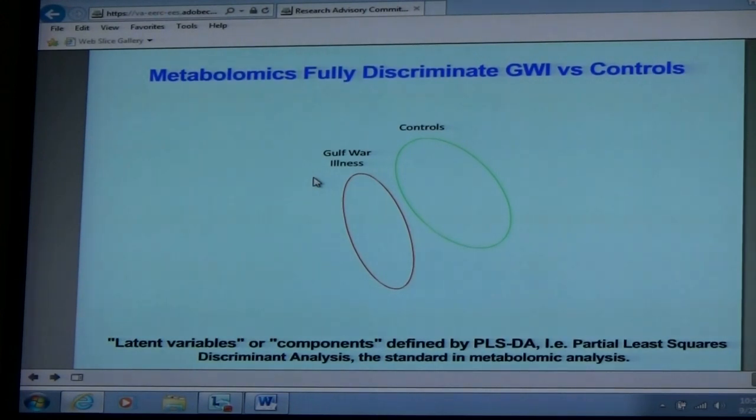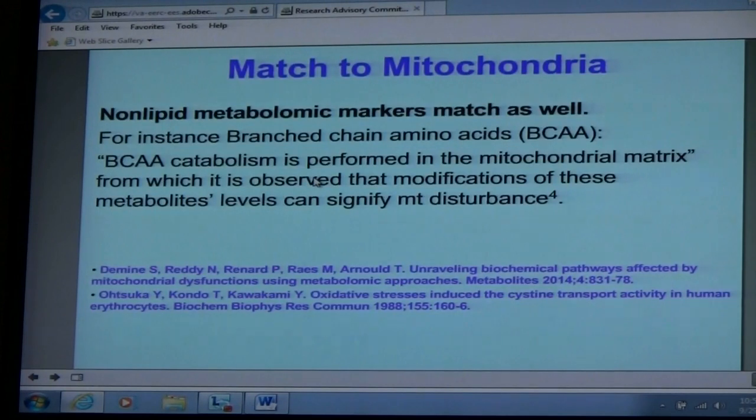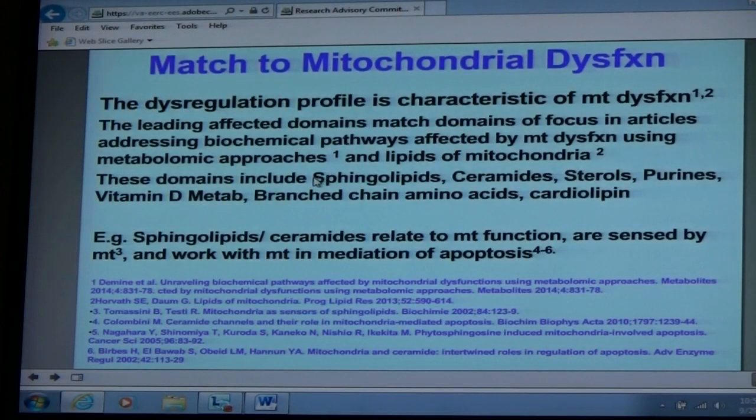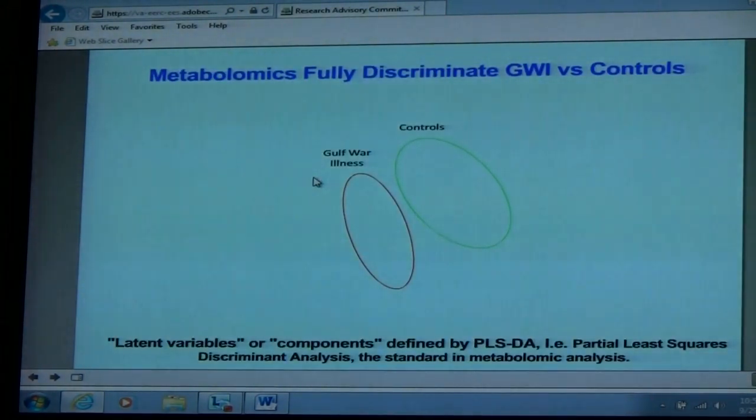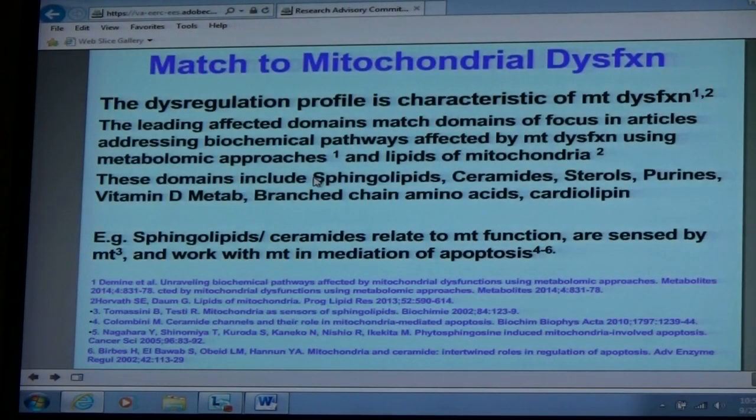You see the axes that show three-dimensional axes showing that Gulf War illness cases are completely discriminated from controls. And the three axes correspond to what are called latent variables or components, which are defined by partial least squares discriminant analysis, which is the standard in metabolomic analysis. So again, Gulf War illness cases completely segregated from controls using these data. Next slide.